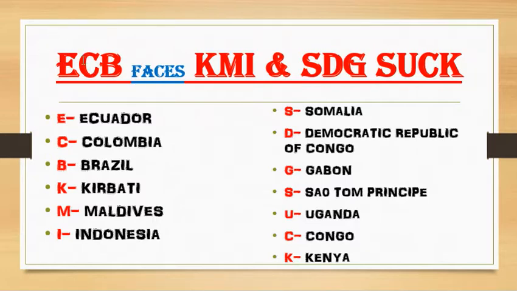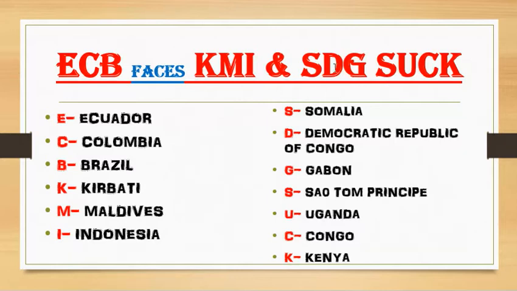As you all know, England is the originator of the game of cricket, and from here itself cricket originated and was discovered. But the irony of the situation is that England itself has not won any World Cup yet. So that is why it faces Kami. Its popularity decreases, so it faces Kami. So you have to remember this mnemonic trick, ECB faces Kami and SDG suck.